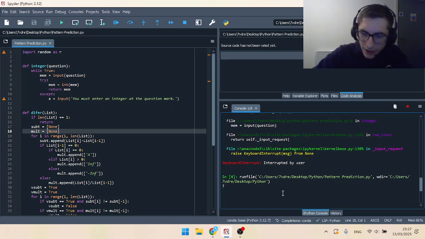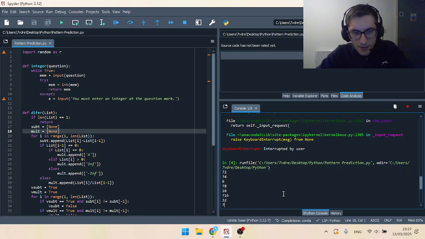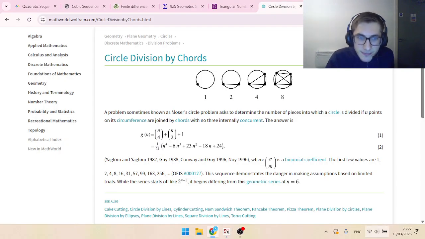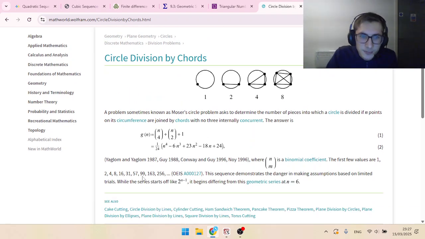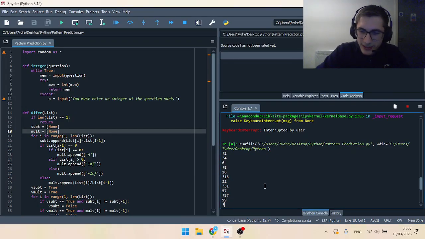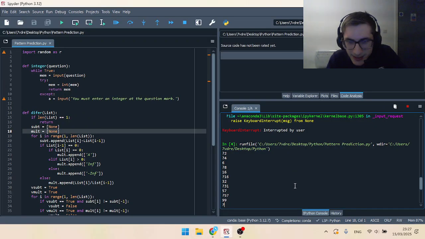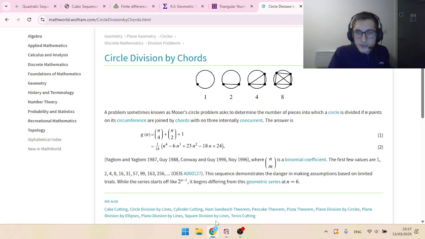Let us have a look. So how did it start? 2, 4, 8, 16, 31. Okay, and the program has immediately picked up the next number in this Moser circle problem, which is quite astonishing. The next one is 57. Does it predict the one after that? Yes, it does. 99 and 163. So you get it.